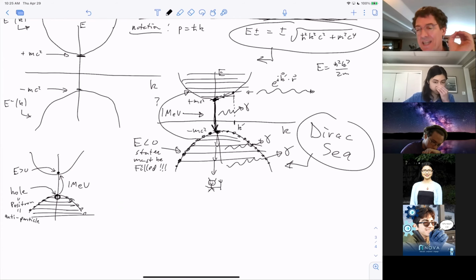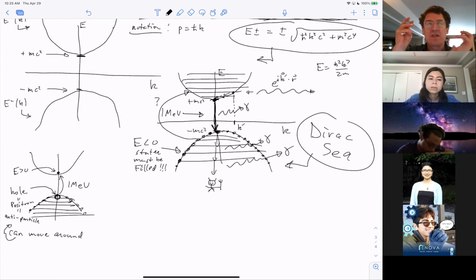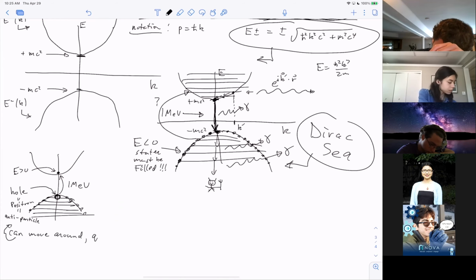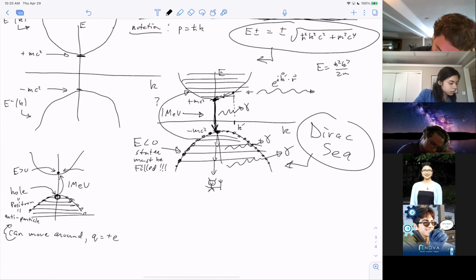That's the antiparticle. It's not the negative energy electron that's the antiparticle. It's the missing negative energy electron that is the antiparticle. Because that hole, it can move around. It's a thing. It can move around, and it has charge. It has charge opposite the electron charge. So an electron has charge negative e, but a positron has charge plus e.